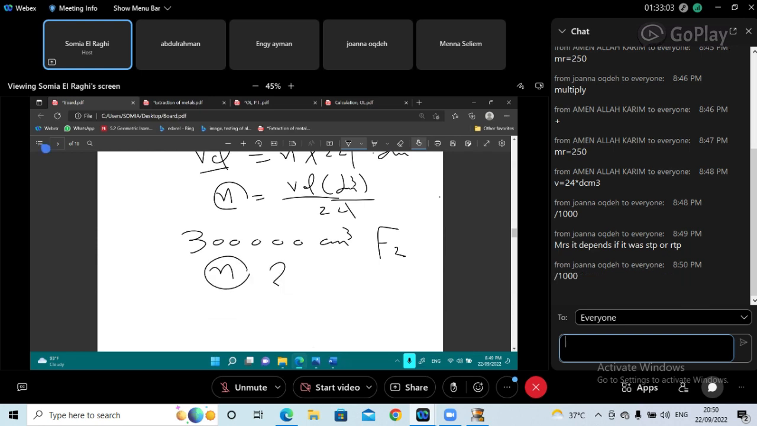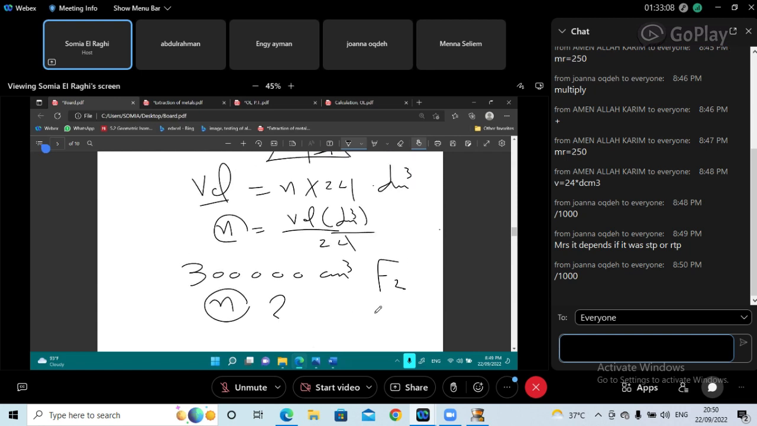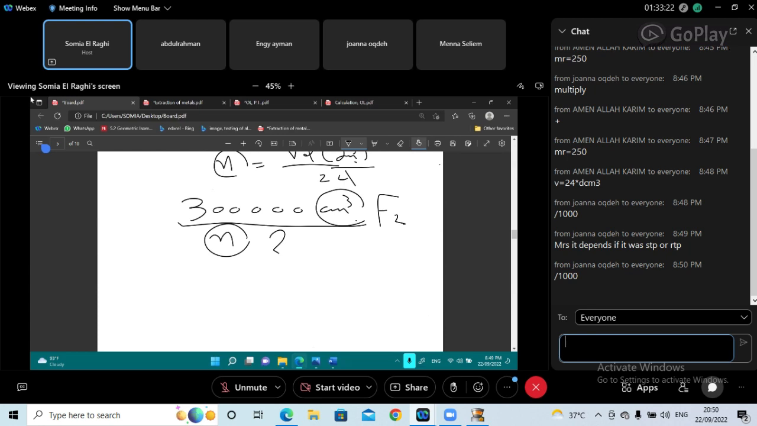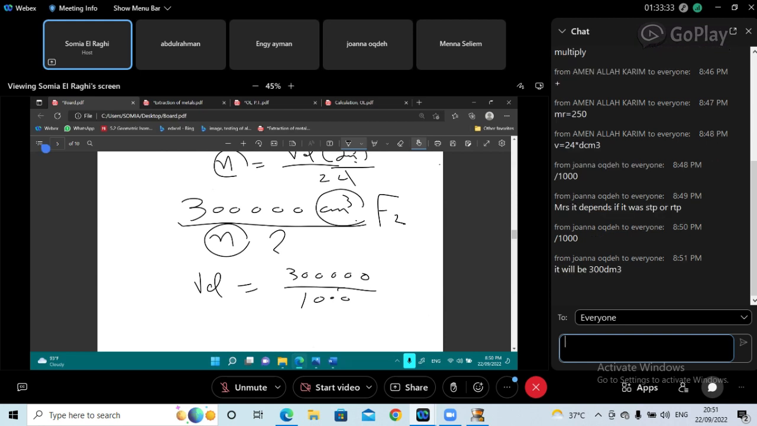You will change it to decimeter cube first. Very good. I convert the volume we have. Instead of cubic centimeter, I need it to be what? Decimeter cube. How to do that? Divide by 1000. Very good. So first step, the volume given equals 300 cubic centimeter. Please show your work in the exam. I divide by 1000, so we get here 300 decimeter cube. Now you are on the safe side because you have the right unit.